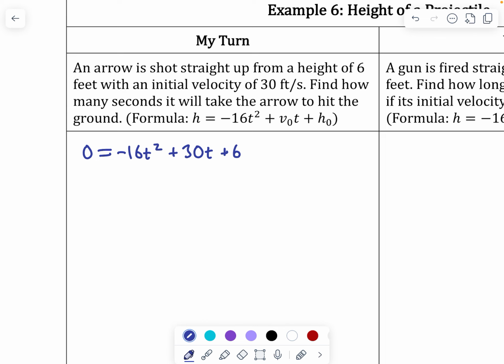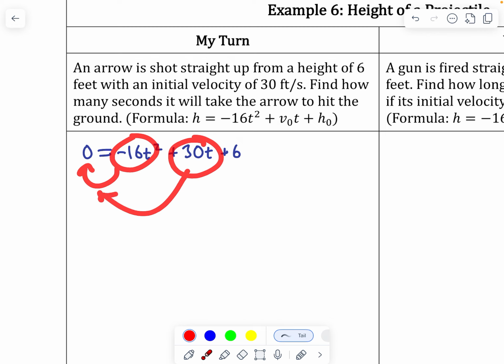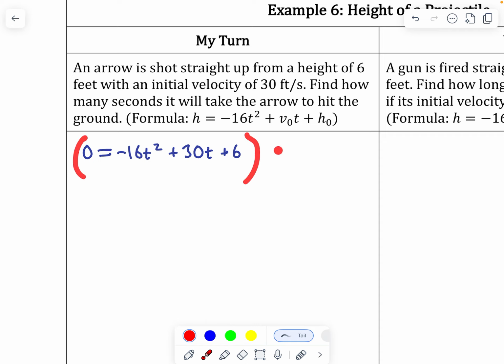I'm going to go ahead and move everything to the other side, right? I want all this over here. Or you could also get this done by multiplying everything. Sorry, that looked like a -1. I should be multiplying by -1. If I multiply by -1 or move everything over, it's going to give me 16t squared minus 30t minus 6 equals 0.